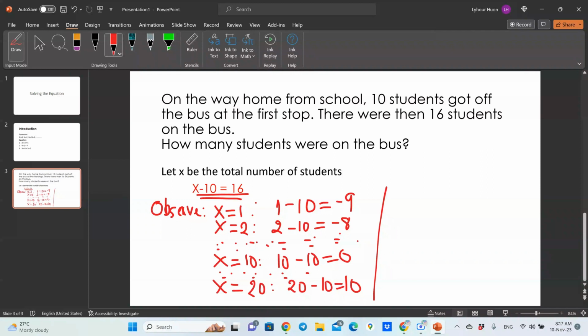So when x equals 30, it's 26. When x equals 30, okay, let's try. Then with 30 minus 10 equals 20, which is more than the answer, right?